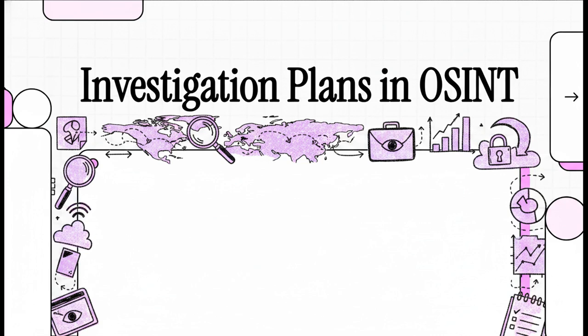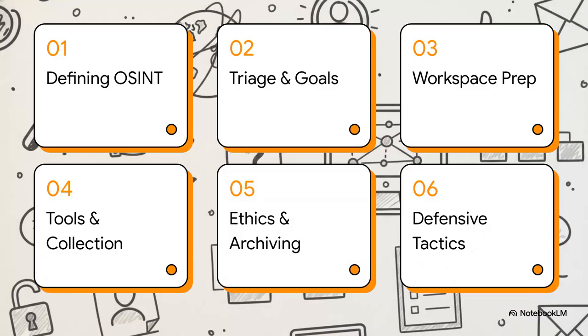Okay, let's dive into this and look at exactly how professionals turn raw information into actual, actionable intelligence, right from the ground up. Here's our roadmap for today. We're going step by step through the intelligence lifecycle. We'll start by defining OSINT, moving into triage and goal setting, prepping our workspace, checking out tools for collection, and then we'll wrap up with ethics, archiving, and defensive countermeasures.